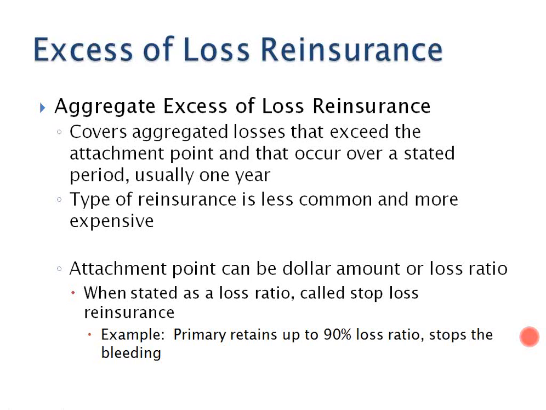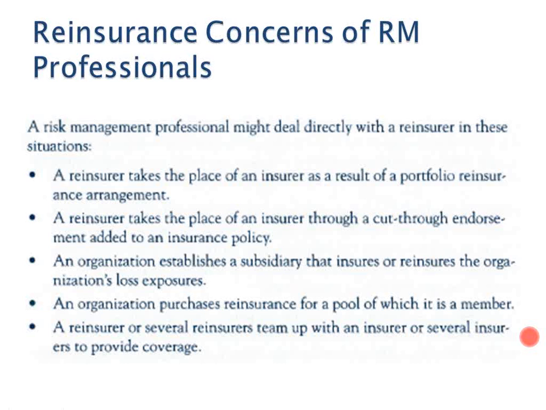And the attachment point can be a dollar amount or a loss ratio. So when it's a loss ratio, it's called a stop loss reinsurance. So you can say the primary retains up to 90% of the loss ratio and then stops the bleeding. So the idea is that if it's a percentage of their total losses, they say 90%, and that way they know they're still going to survive. The idea is, when it's percentages, that they know the company's not completely out of business by doing that, they're still going to have some capacity on the policy, and they can have more years to do that. Or again, it can be a dollar amount in some cases that you might see.